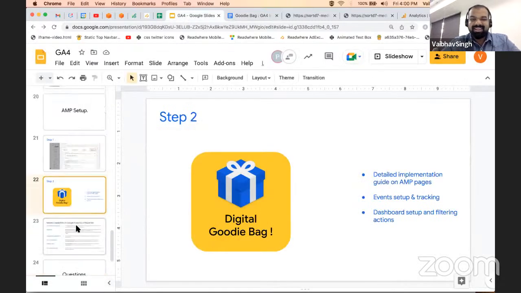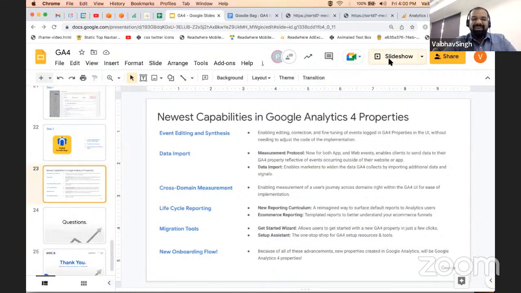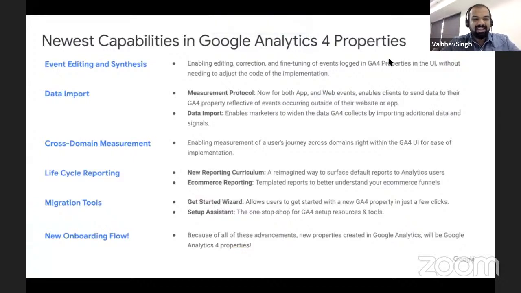Now, quickly jumping back to the slide, we are almost above the time. So just to wrap up, what are the new capabilities in GA4 properties? First, event editing and synthesis. Now you could create custom events, you could even edit the custom events and build the report according to you. There's a huge deal of data import. So if you're using the same analytics for app and web events, you would be able to filter the data based on different protocols.